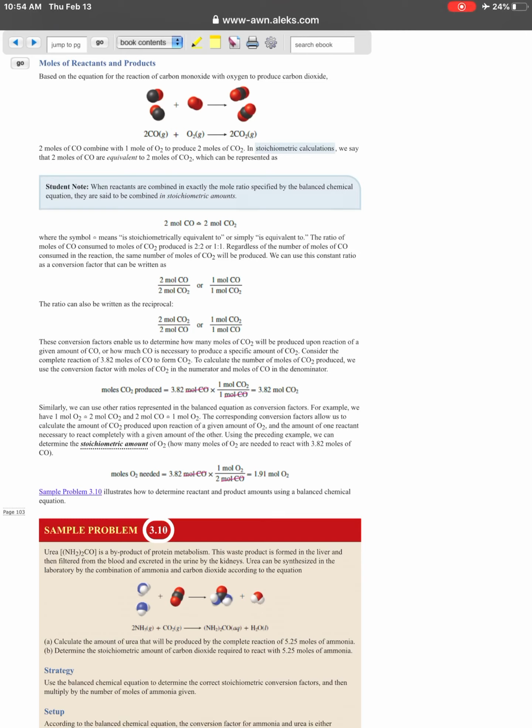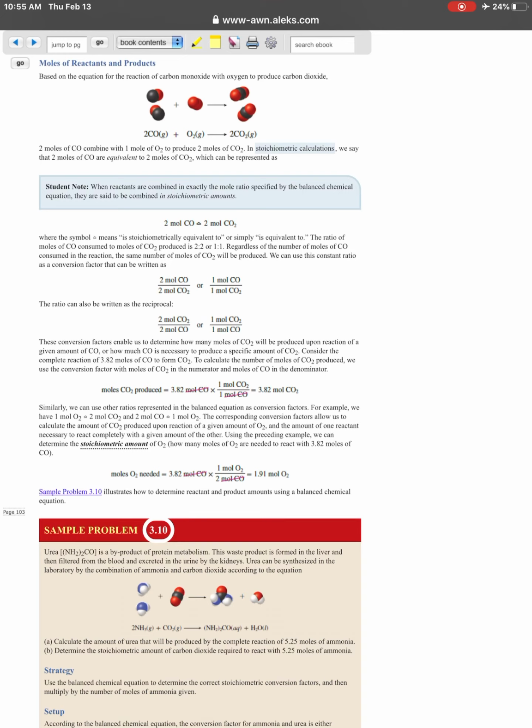Here's how we go about it. We know that 3.82 moles of CO is reacting. And we know that in this reaction, we form 1 mole of CO2 for every 1 mole of CO. Now, it's perfectly fine to put 2 moles of CO2 divided by 2 moles of CO. That would be fine too. It gives you the same answer.